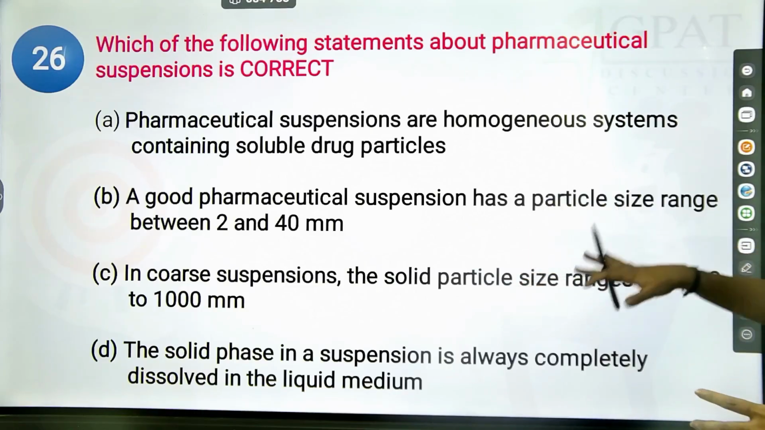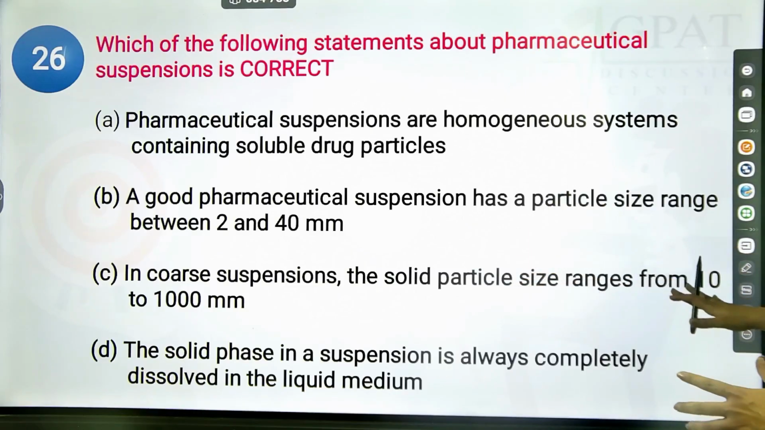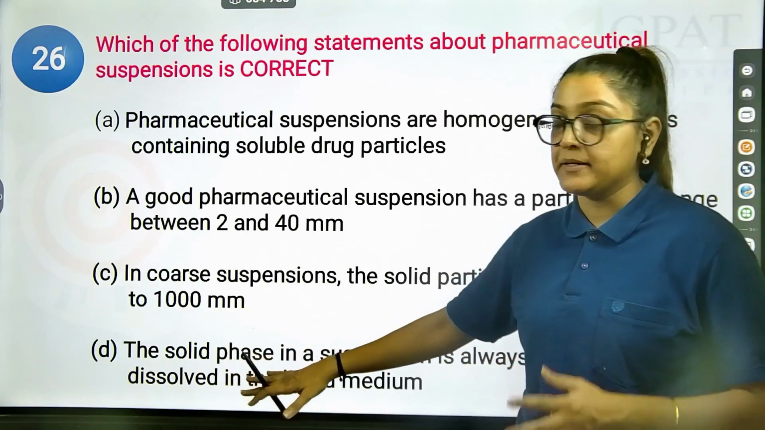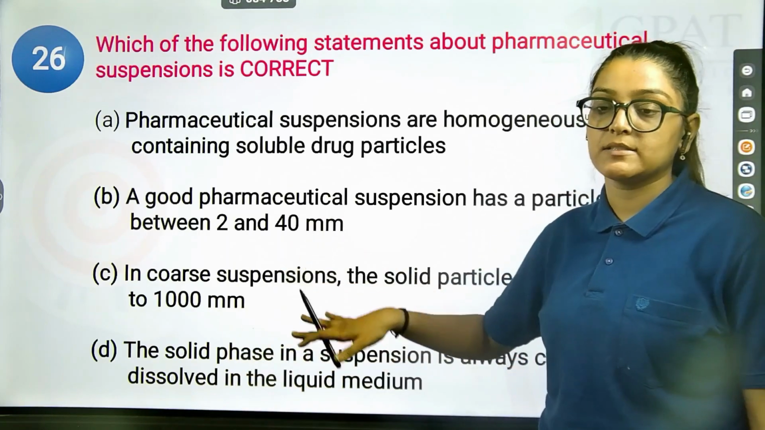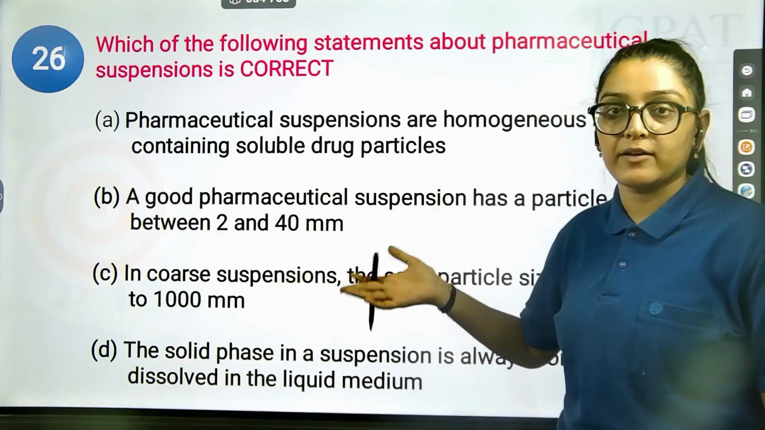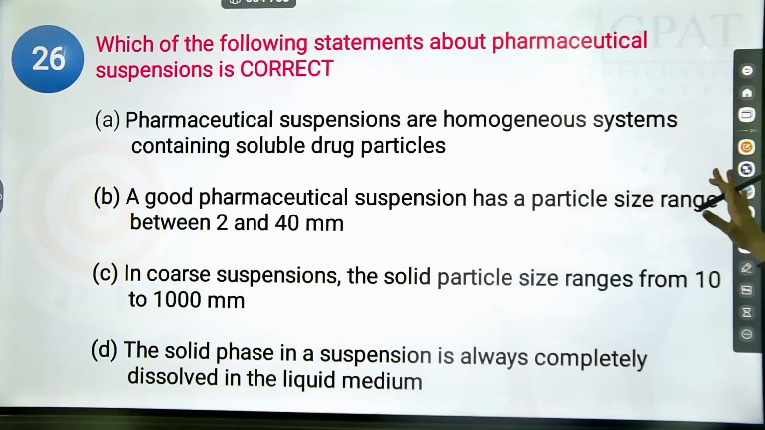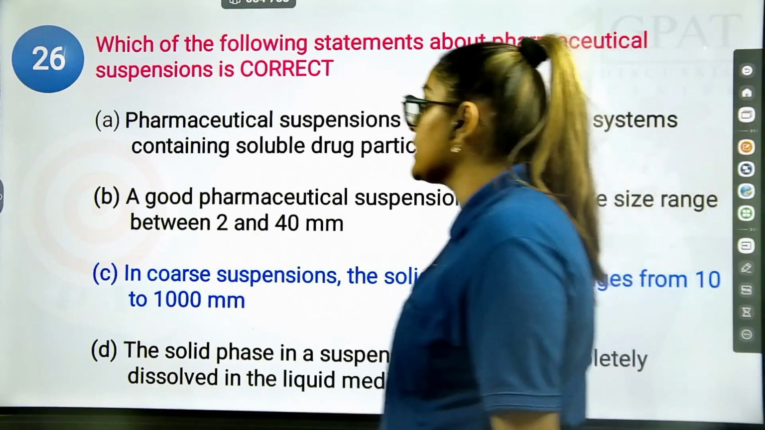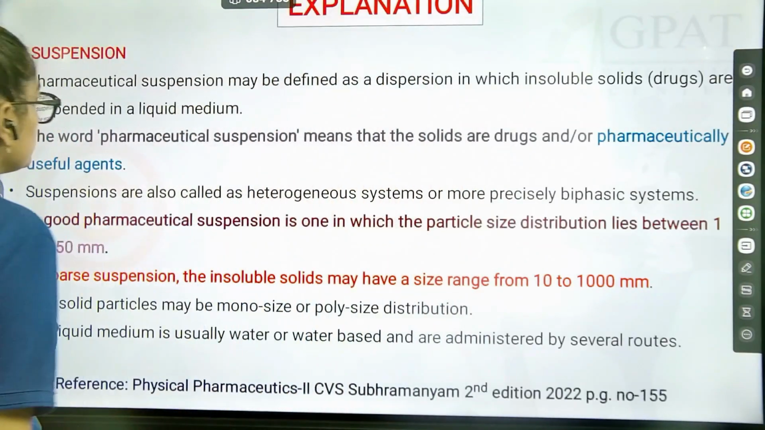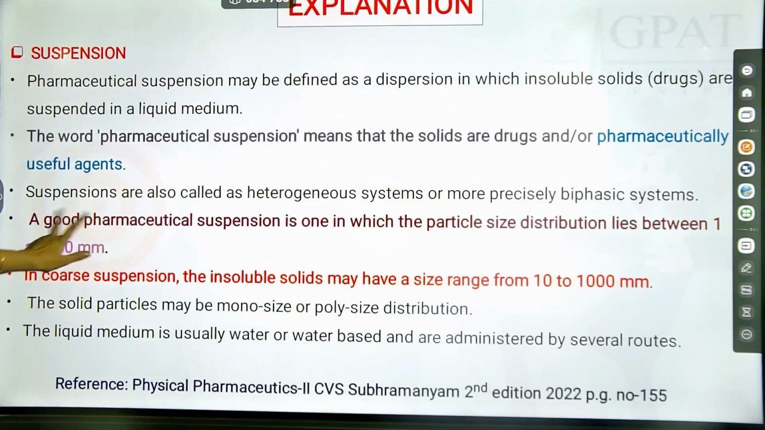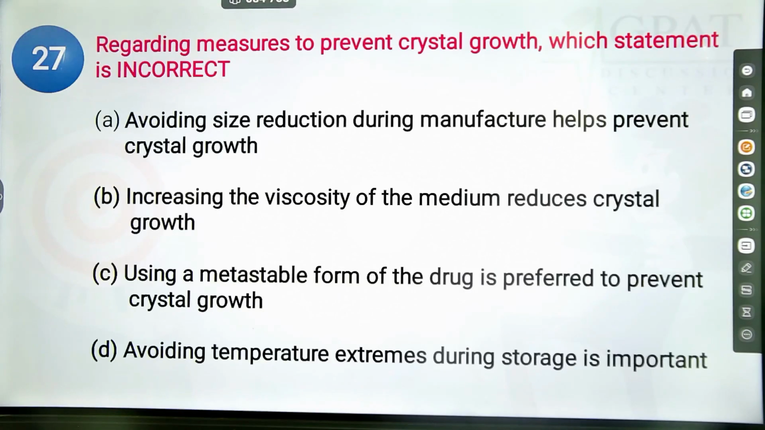In actuality, it is a quite smaller size. In aqueous suspension, the solid particle size ranges from 10 to 1000 millimeter. Here the units they have asked is incorrect. There must be the micrometer, right? The solid phase in aqueous suspension is completely dissolved in the liquid medium. So the correct answer must be option number 3. Okay. Next, regarding the measures to prevent the crystal growth, which statement is incorrect?